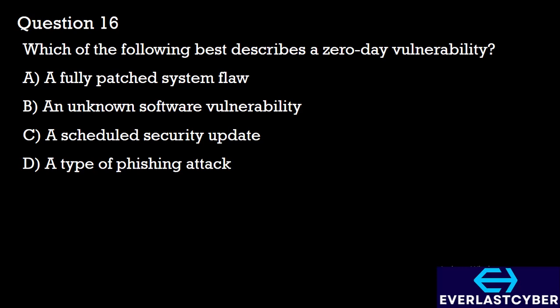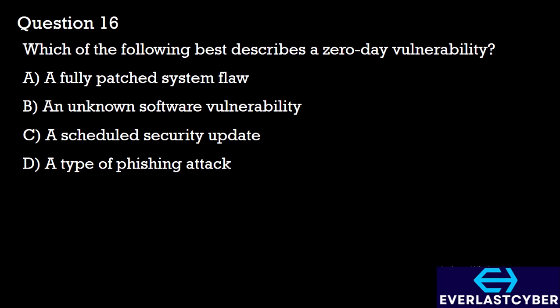A patched flaw is one that has been identified and fixed, so this is no longer a zero-day attack. A zero-day vulnerability is a flaw in software that is unknown to both the vendor and the public, and this can be exploited by attackers before the vendor is able to release a fix. The term zero-day refers to the fact that the vulnerability has been discovered but has had 0 days to be patched or addressed.